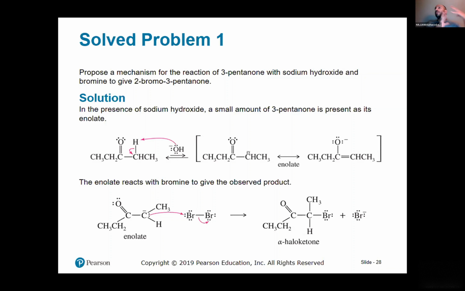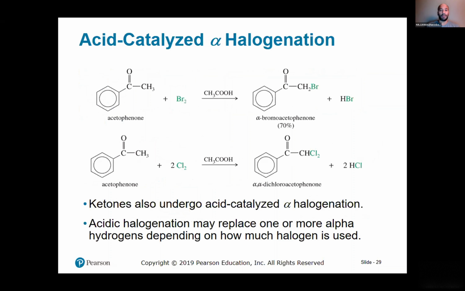Don't mix this with the tautomers of keto and enol form. These are tautomers, but this example shows you basically enolate generated from resonance phenomena. And once you have that, you end up attacking the halogen, and that gives you the monohalogenated structure, or alpha halo ketone.